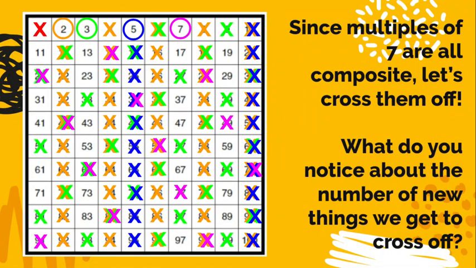As you're crossing them off, think about this question. What do you notice about the number of new things we get to cross off? Meaning like the number of numbers you crossed off that had not been crossed off before. Like this time I noticed the only ones that were brand new were like 77 and 91. Like that's not very many.